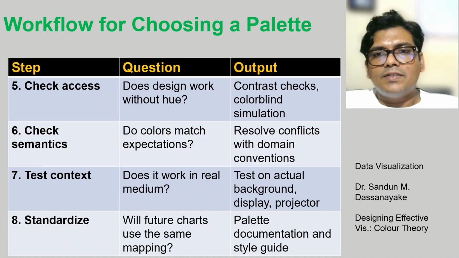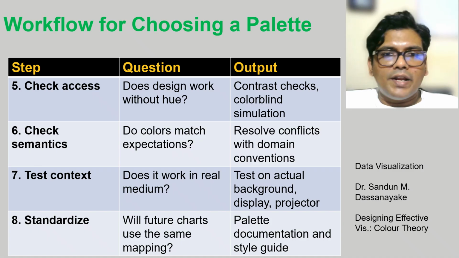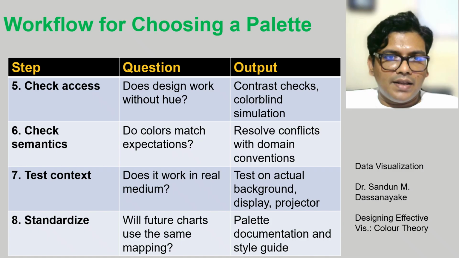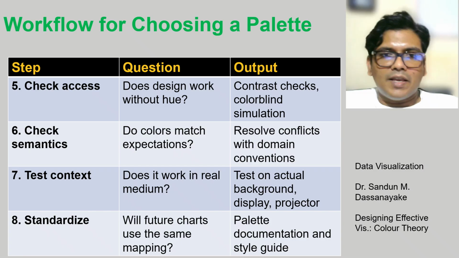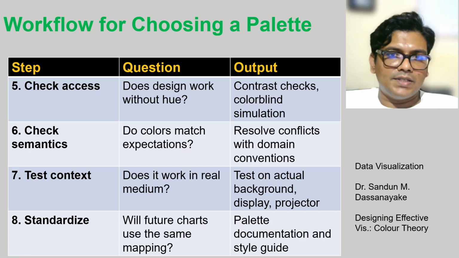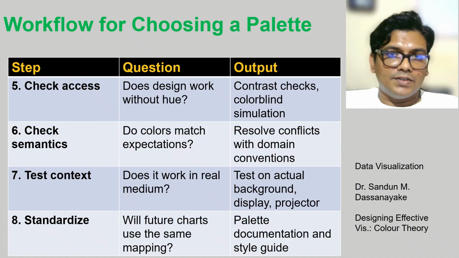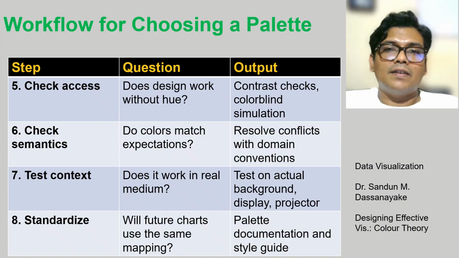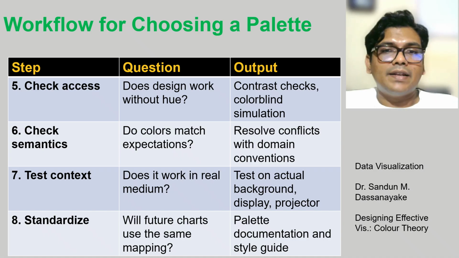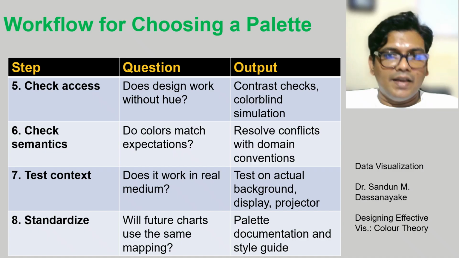Step number 8 is document and standardize. Write your color mappings down in a style guide. Every future chart in the same project should draw from the same system. This step is easy to skip when you are working on a single chart, but consistency across the whole collection of visualizations matters just as much as any individual palette decision. It's what makes a body of work feel coherent and trustworthy. And that's the full workflow. It's yours to use from here.